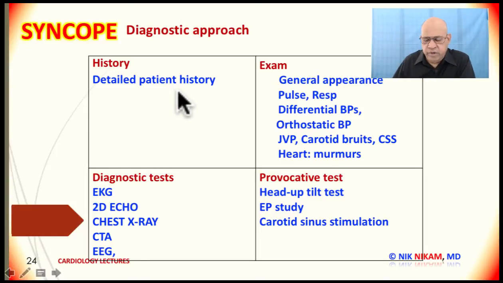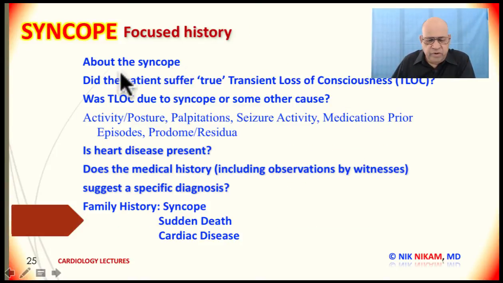Let's look at the history in a little more detail. When we are taking a history, we should first of all try to understand, did the patient really have a true syncope, or was this a seizure? We'll talk about differential diagnosis later on. What was the person doing? Was the person standing? Did the person have palpitations? Did the person have seizure activity, or did they have a history of seizure activity? Was the patient taking medications of any sort? Were there prodrome syndromes? Did the patient have residual symptoms after that?